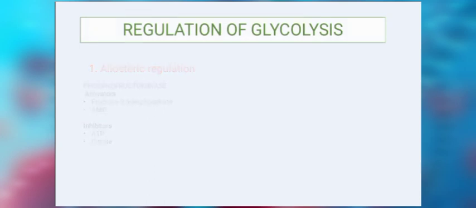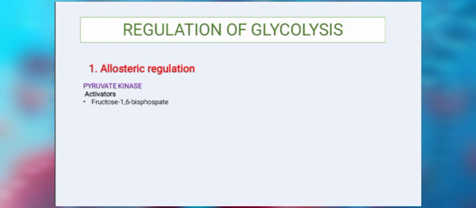Then we have another way of allosteric regulation. This involves the pyruvate kinase enzyme, that is the enzyme that catalyzes the conversion of phosphoenolpyruvate to pyruvate. This particular enzyme here too is activated by fructose 1,6-bisphosphate, and it is inhibited by ATP and alanine.